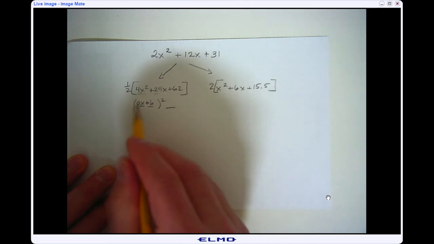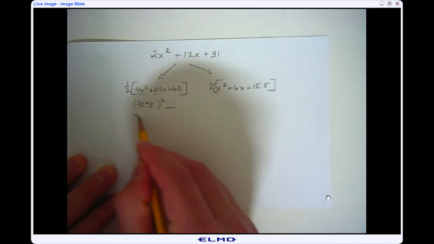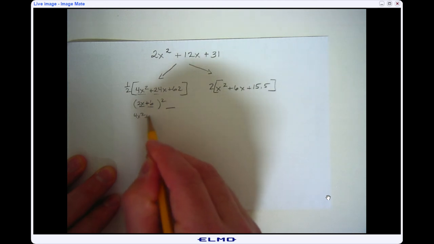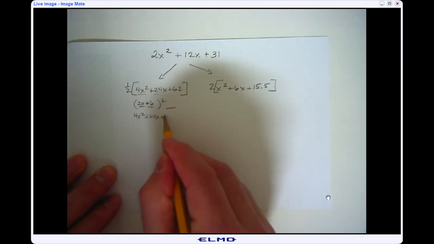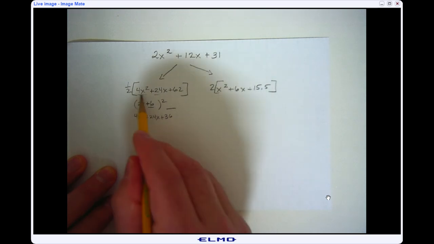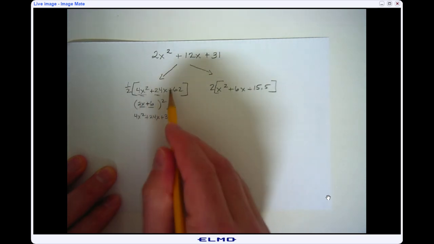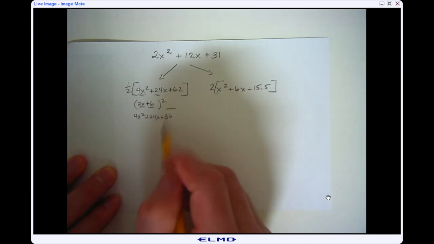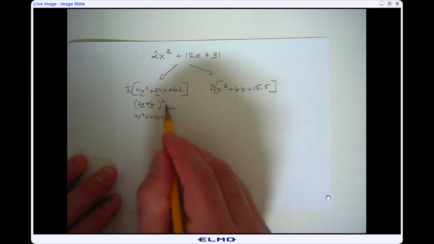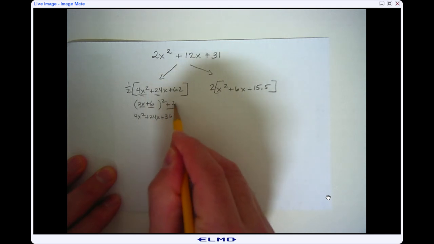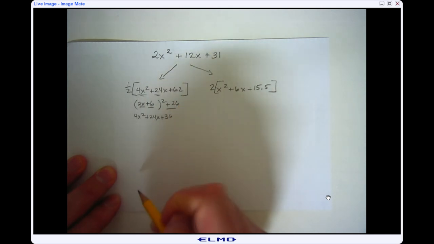So just to multiply this perfect square trinomial out now, 2x times 2x is 4x squared. This times this is 12x, doubled is 24x, and 6 times 6 is 36. So in doing so, I created these first two pieces. But right now I'm at 36 and I need to be at 62. So then if I add another 26, I'll be at 62.